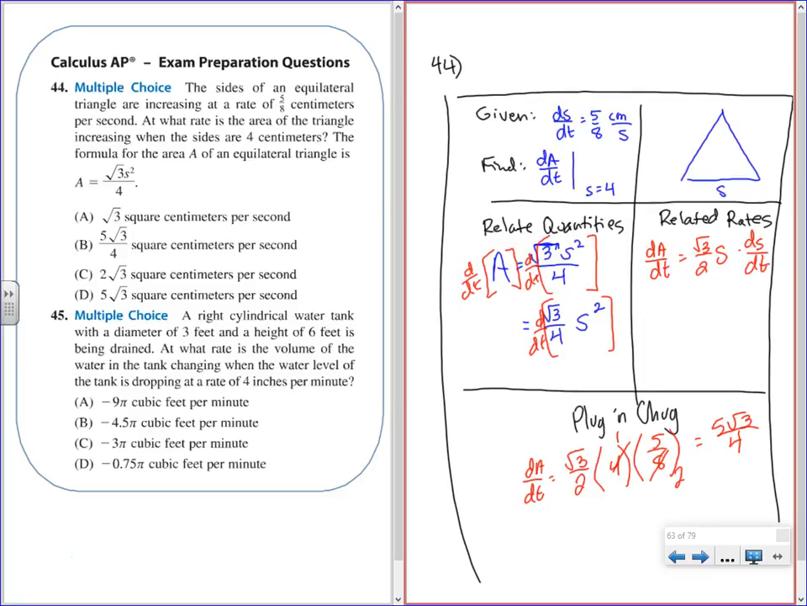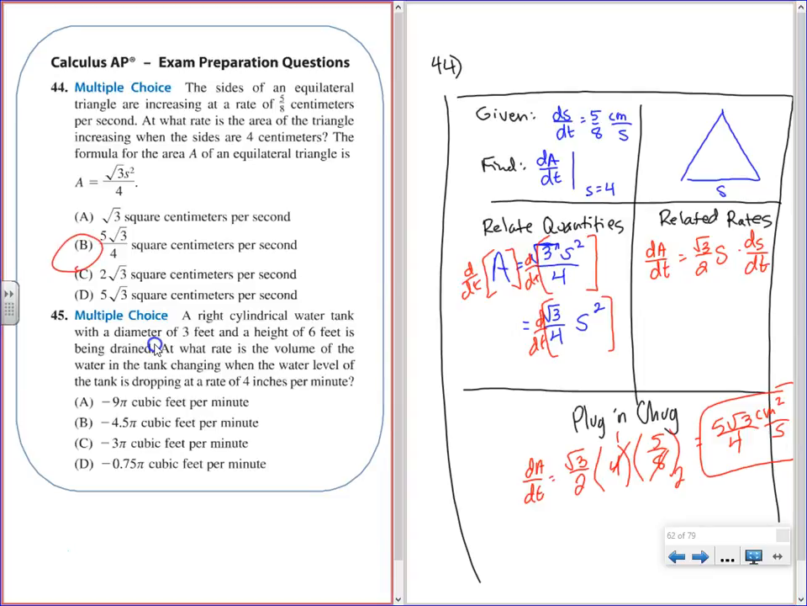Good. Alright. Just check in. 5 root 3 over 4, and if we had to look at our units, all those units are the same. But remember, area is measured in squared stuff, right? So centimeters squared. And time in this problem is measured, if we look back, in seconds. The answer is B.